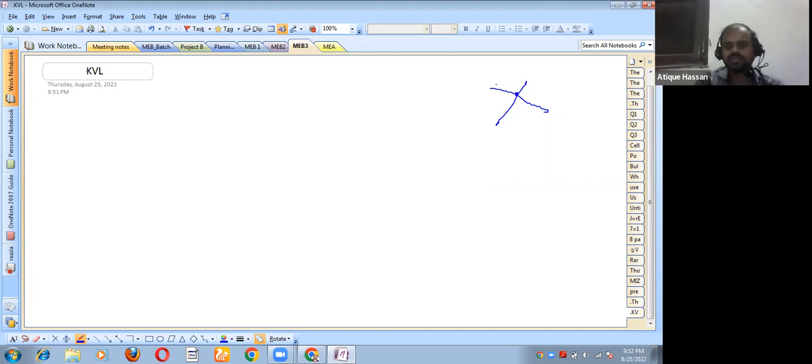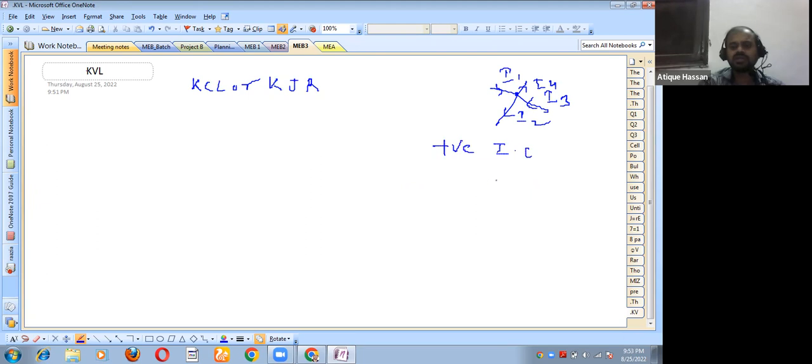Suppose this is a junction, so current will come from all directions, like I1, I2, I3 and I4. So according to KCL, Kirchhoff current law, or Kirchhoff junction rule, what it says, the algebraic sum. So generally what we will do, incoming current will be taken as positive, incoming current, and outgoing current will be taken as negative.